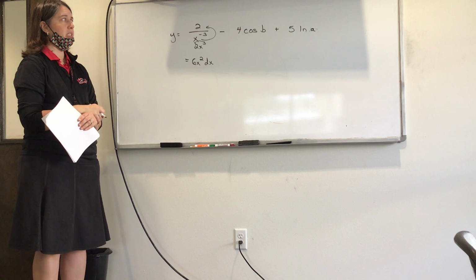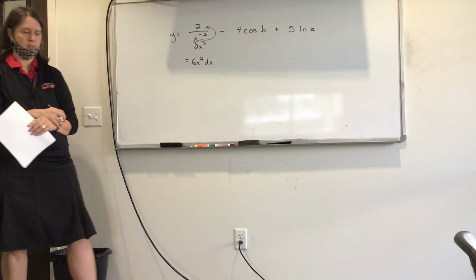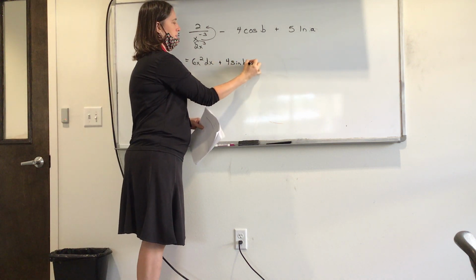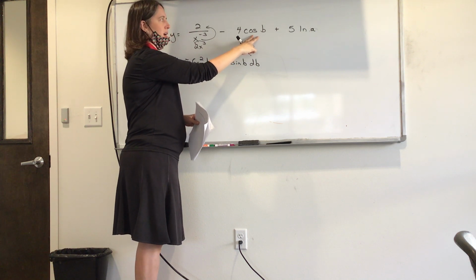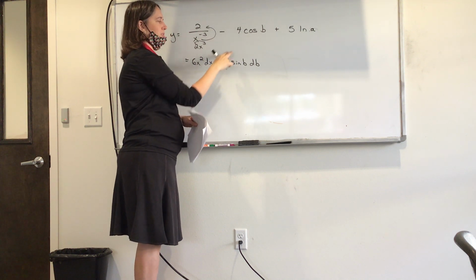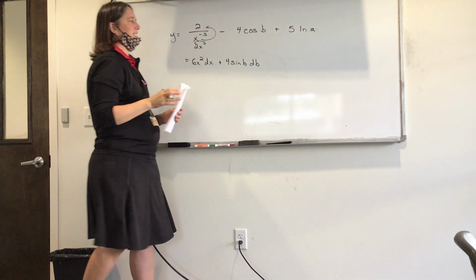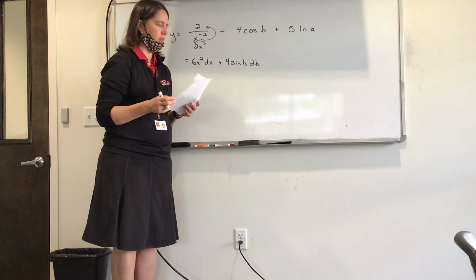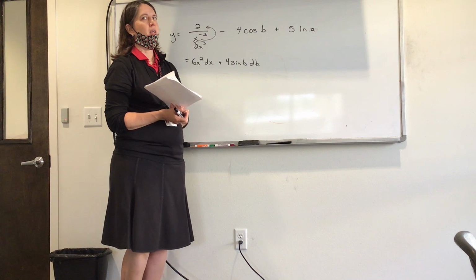Alyssa, what about the second part of our question? Plus 4 sine db. Very good. All right, so the derivative of cosine is negative sine. So a negative 4 and a negative sign make positive 4. The variable is b, so she ended with db. Josiah, what about the last part of this question? 5 over x da.